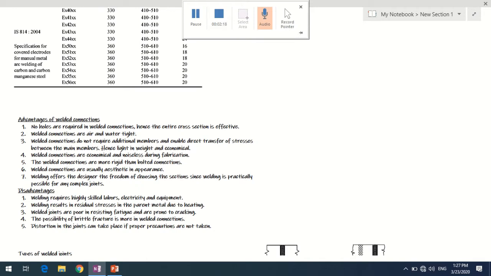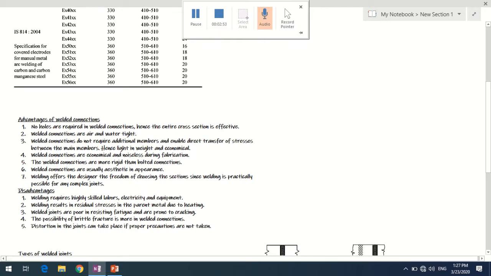The advantage this results in is that the entire cross section will be utilized for transferring the loads as well as stresses, and that results in saving of materials. The second advantage is that welded joints are airtight and even watertight. This is highly important in case we are having connections in water storing structures or gas storage structures, which prevents leakage.